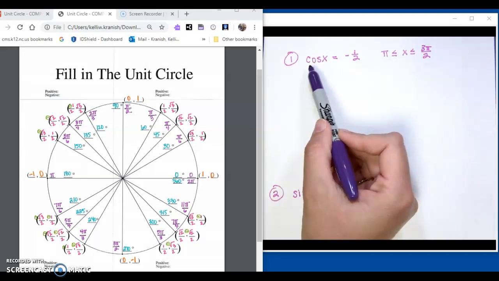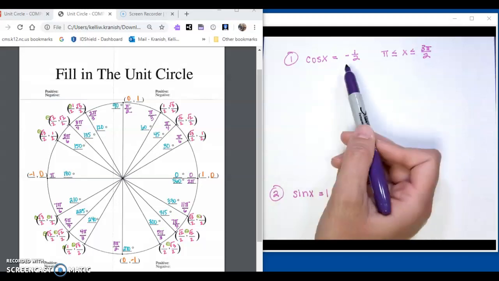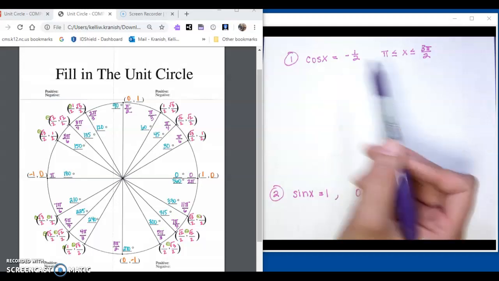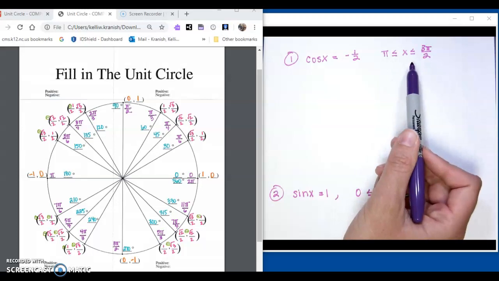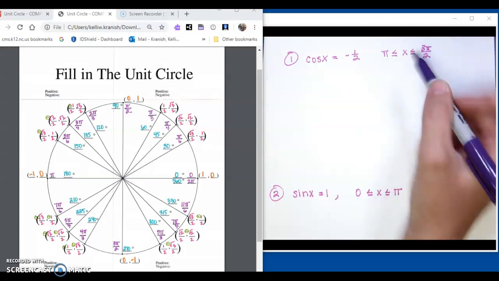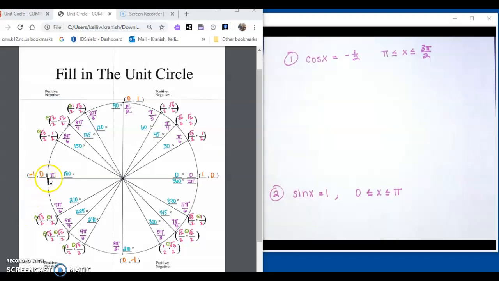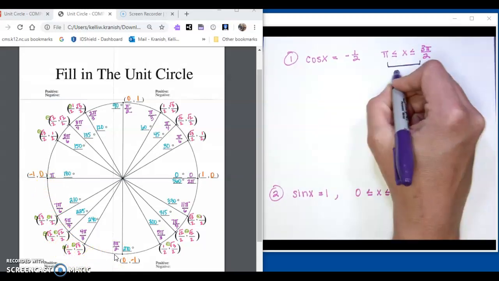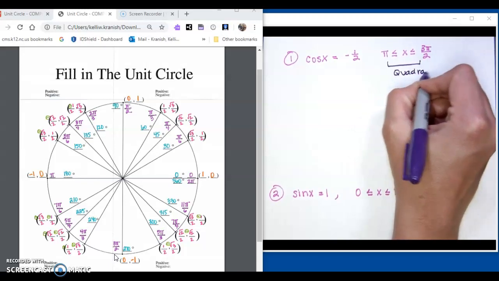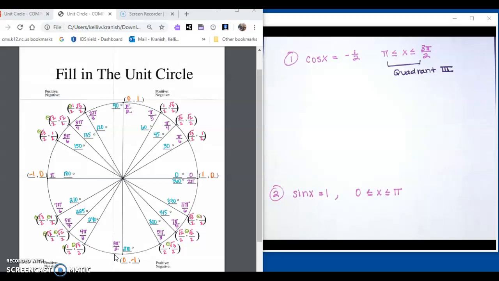So if you look at number 1, it says cosine x equals negative 1/2. That's exactly how we want it to look. We have one trig function and it's equal to some value. And then if it tells you a specific radian measure, or it could be in degrees, this is where you're going to look on the unit circle. So pi on the unit circle, if you'll find that, so over here is pi, and then we're going to 3 pi over 2. So this is telling me that my answer has to be in quadrant 3. We're not going to look anywhere else on the circle except for quadrant 3.